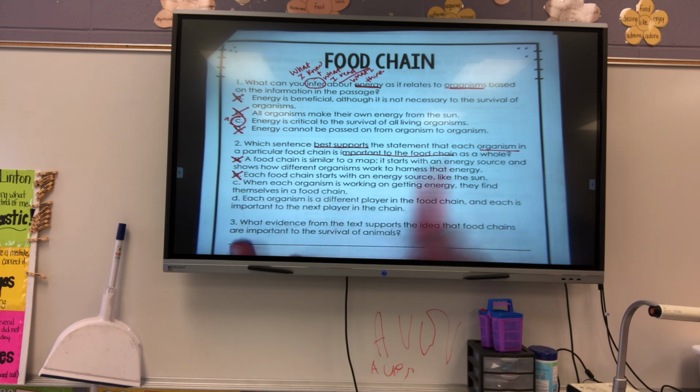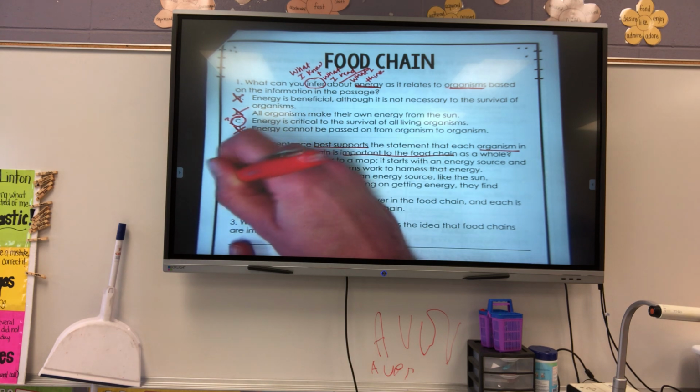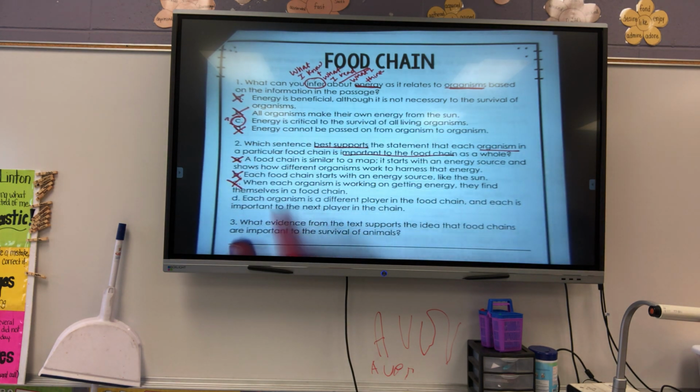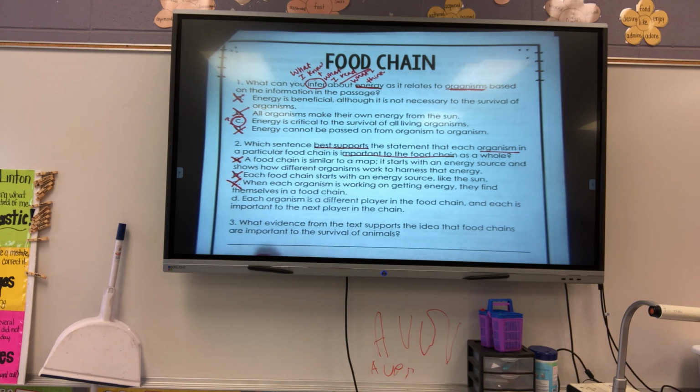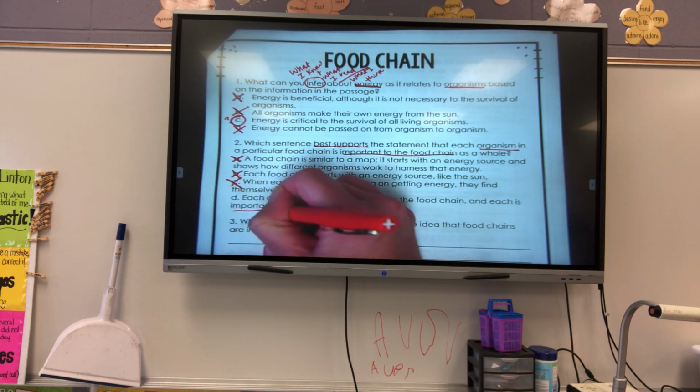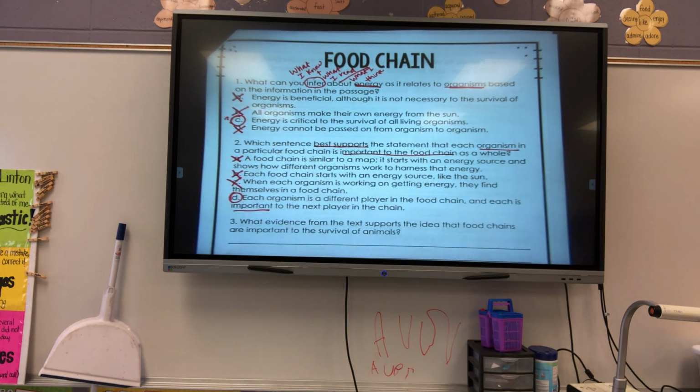C. When an organism is working on getting energy, they find themselves in a food chain. Does that tell me that an organism is important to a food chain? No, that tells me how an organism ends up getting into a food chain. So D, each organism is a different player in the food chain and each important to the next player in the chain. Does that tell me that the organisms are important in the food chain? Yes. Because it says the word important in there, doesn't it?